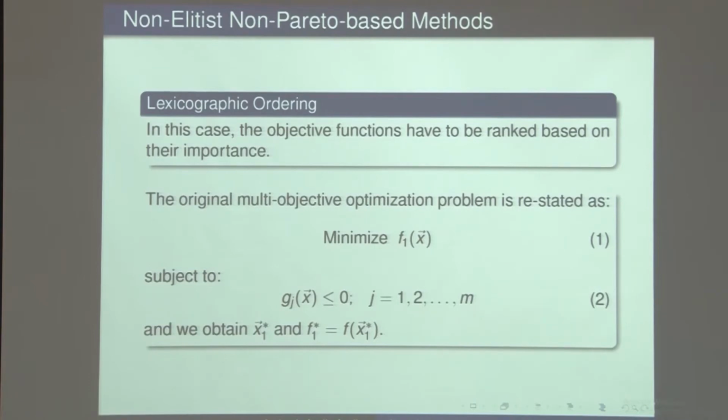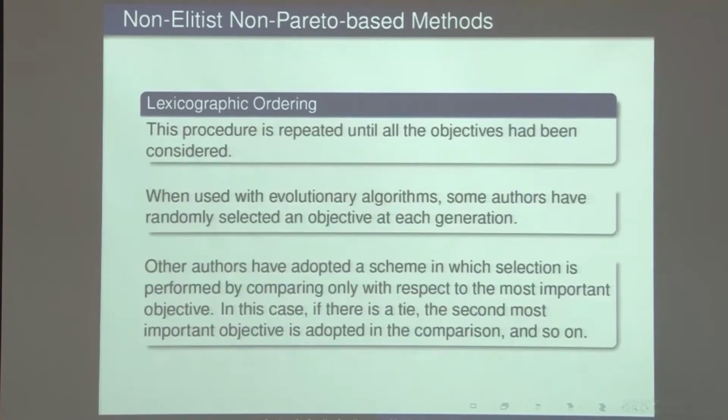As I told you before, some people read about this method, but they didn't know how to implement it, so they implemented it wrong, and they called it lexicographic ordering, which is fine, because evolutionary computation people didn't know what lexicographic ordering was anyway. So they said, if you want to call it like that, it's fine. Do whatever you want. How was this implemented? Well, what they did was to randomly select an objective at each generation. And this seemed to work.